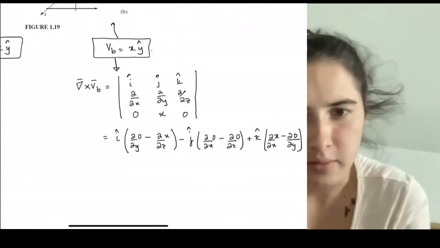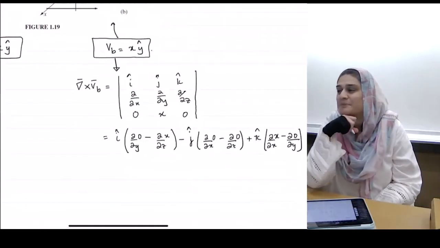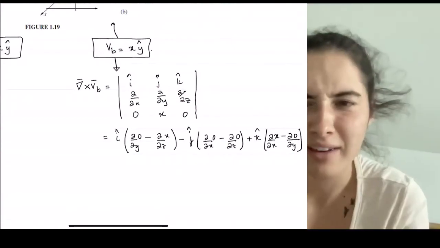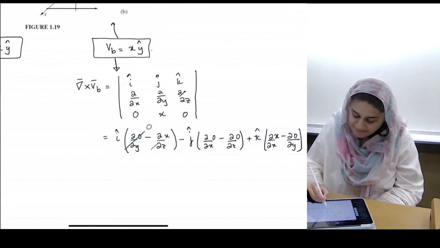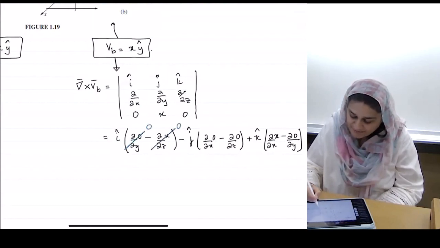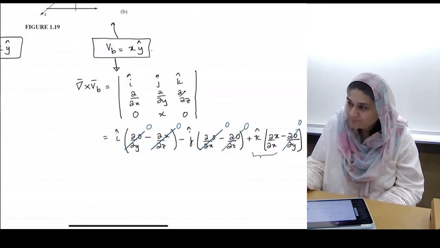Dr. Zane, you lost me. I don't know. Wait, it's just matrix multiplication. Yep. So then this goes to 0. This goes to 0. This goes to 0. This goes to 0. This is 0. And we are only left with this.